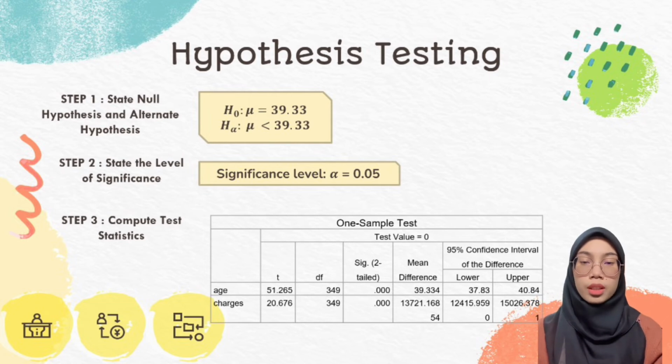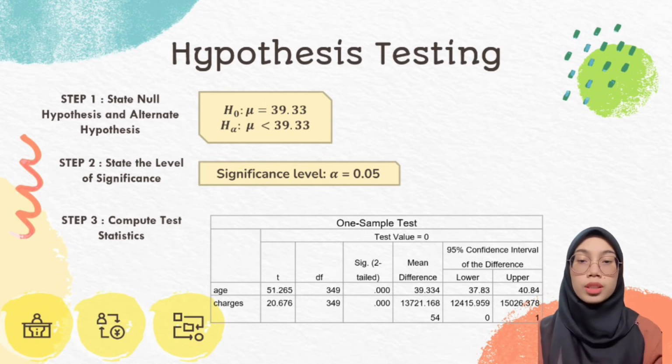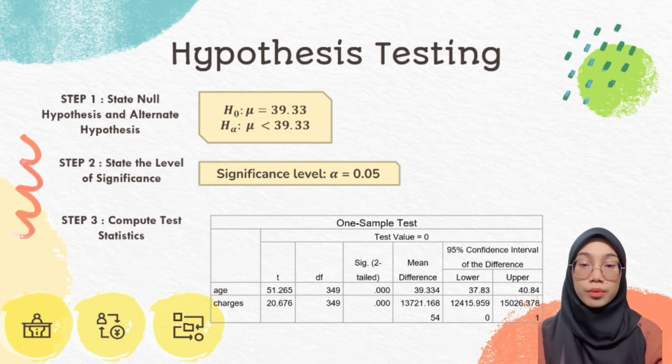Hypothesis testing. Step 1. State the null hypothesis and alternate hypothesis. Hypothesis null: mean equals 36.33. Hypothesis alternate: mean less than 39.33. Step 2. State the level of significance. Significance level alpha equals 0.05. Step 3. Compute test statistic. For example, one sample test.